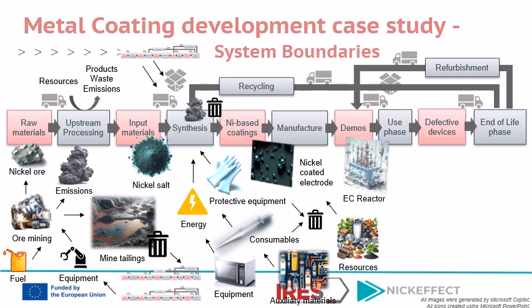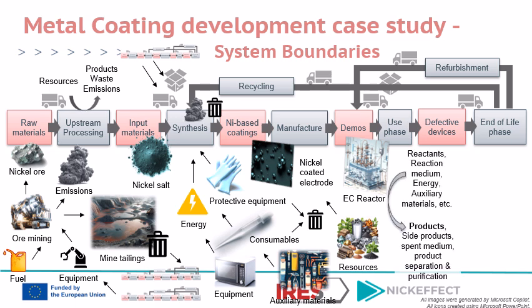The nickel-coated electrode itself undergoes a manufacturing process and is incorporated in a demonstrator. In this case, that would be an electrochemical reactor. Then we need to take into account, of course, the use phase of the demonstrator. That would imply that there are inputs that we need to consider: reactants, reaction medium, energy, other materials needed to run the reaction, etc. And there are, of course, also outputs.